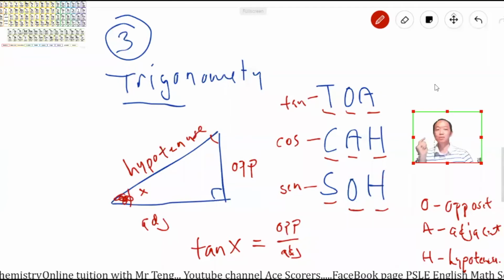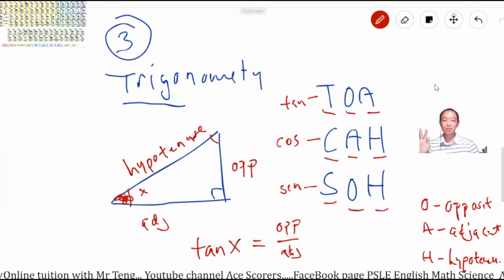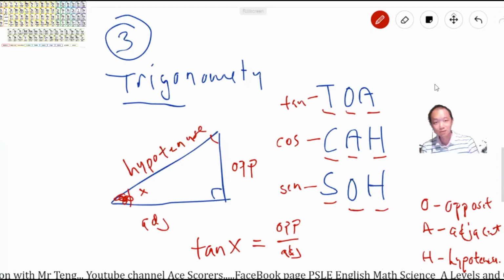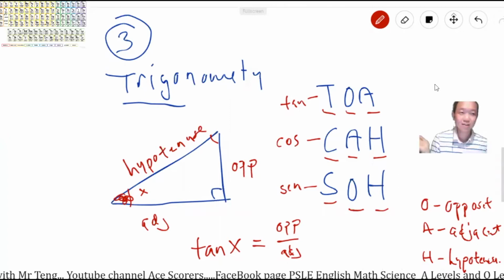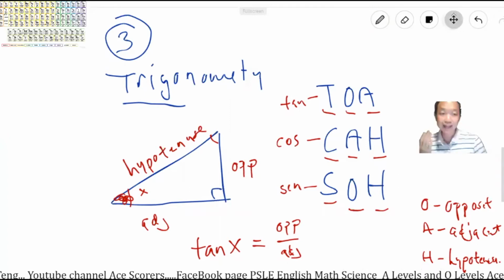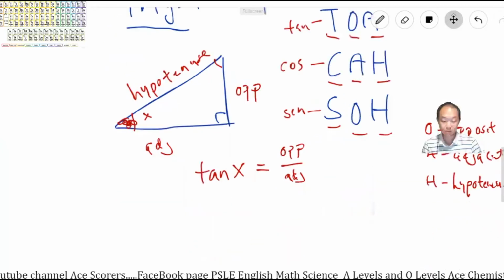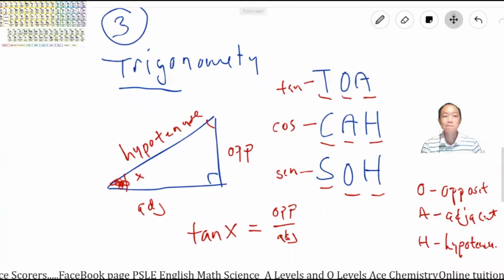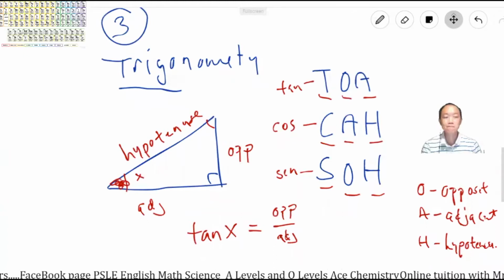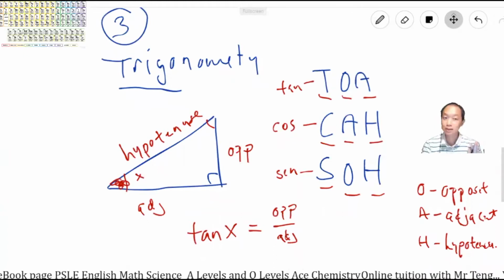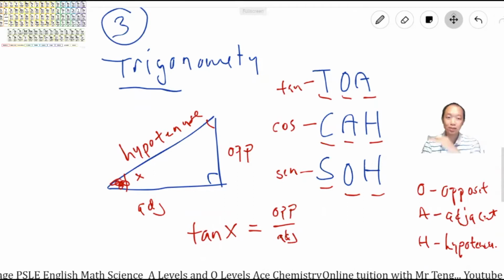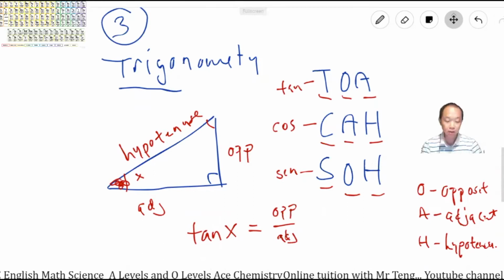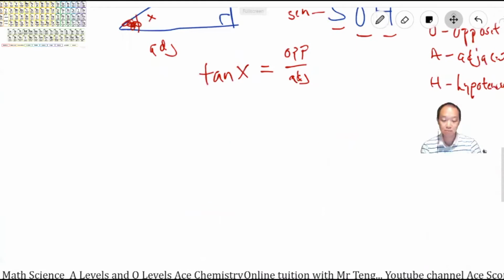So far, do you understand what's going on? So far, is it simple? Okay, let's use one example. Oh wait, but what about the cosine rule and the sine rule? Later. Let's try to understand this first. Do you understand this first? Okay, I give you one example, right? Let's see whether you understand.